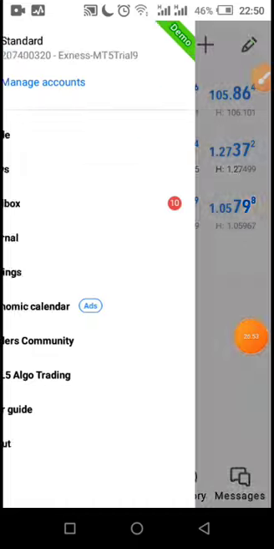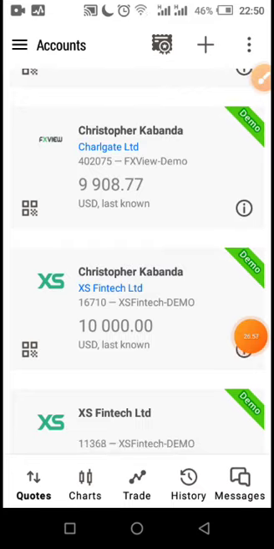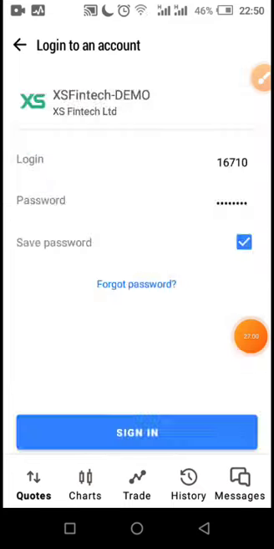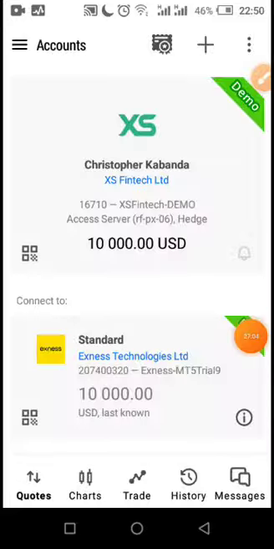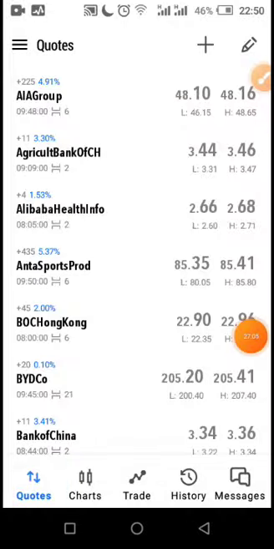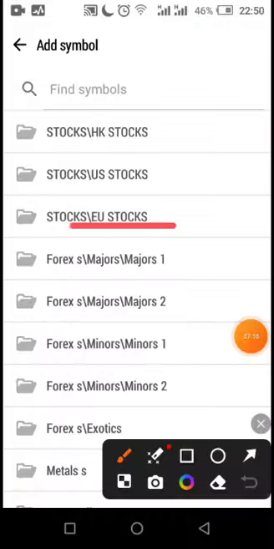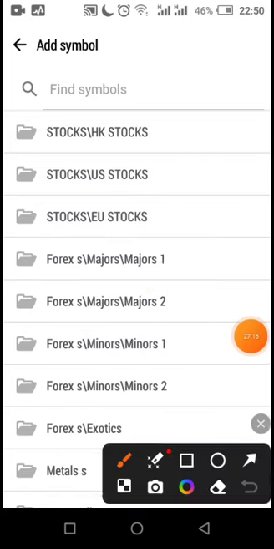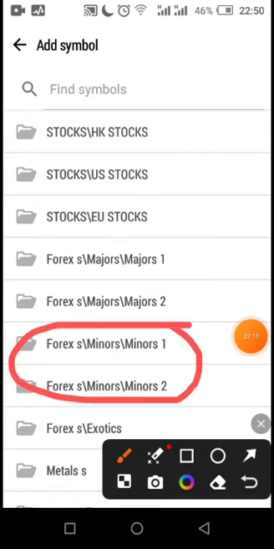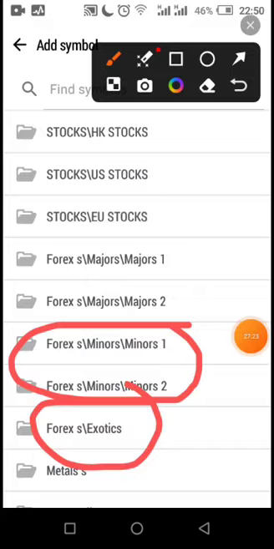So now when trading forex or currencies, remember that there are three groups of foreign currencies. So there's the major currency pairs, and then there's the minor currency pairs, and then also the exotic currency pairs.